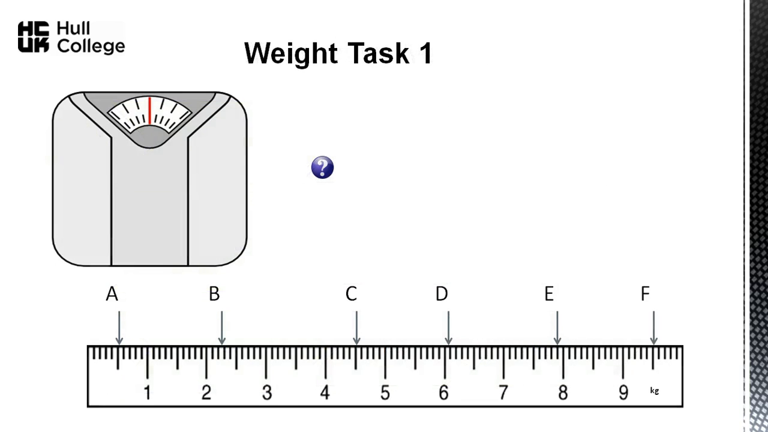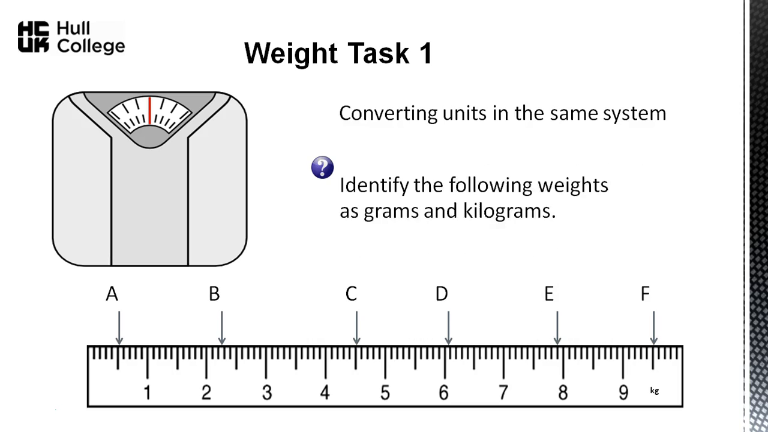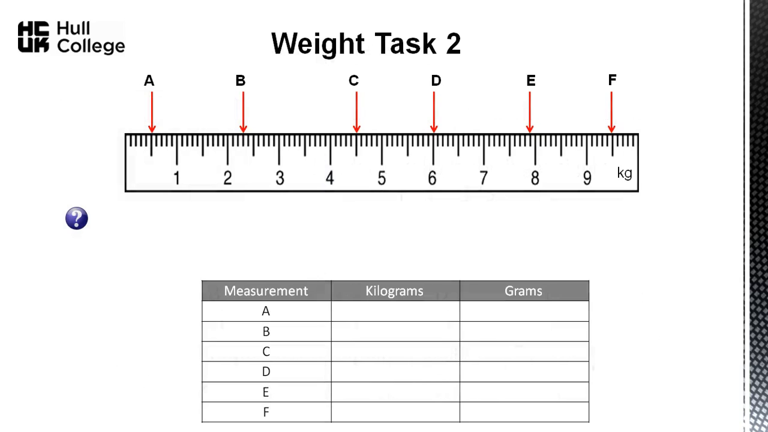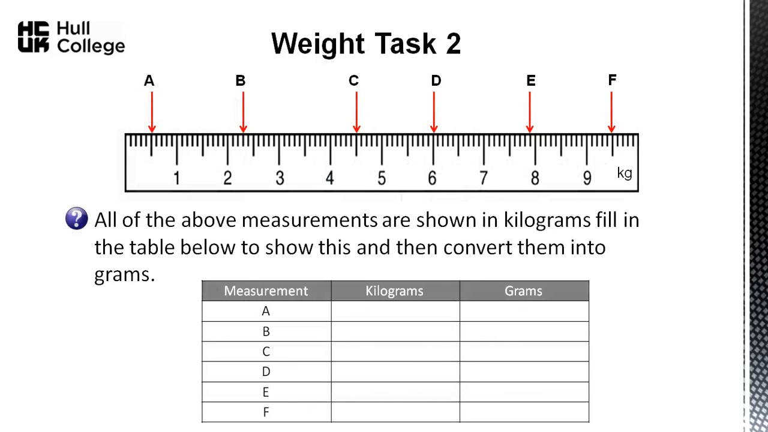So, weight task 1. Converting units in the same system. Identify the following weights as grams and kilograms. Write down A to F and alongside, write down the weights. Weight task 2. All of the above measurements are shown in kilograms. Draw the table below and fill them in firstly as kilograms and then convert them to grams. Pause the video while you do this.